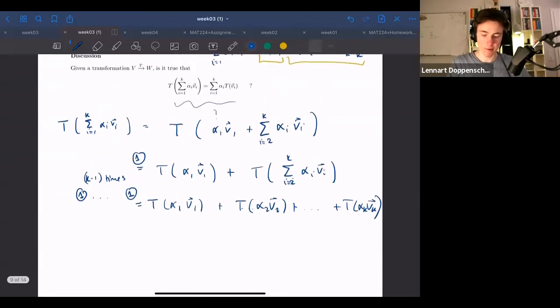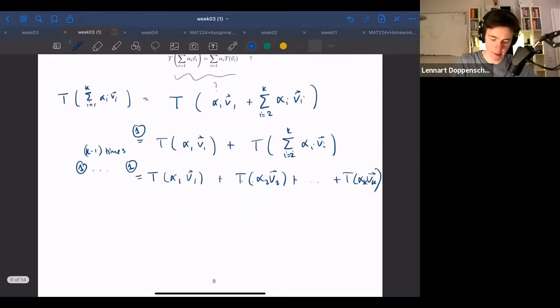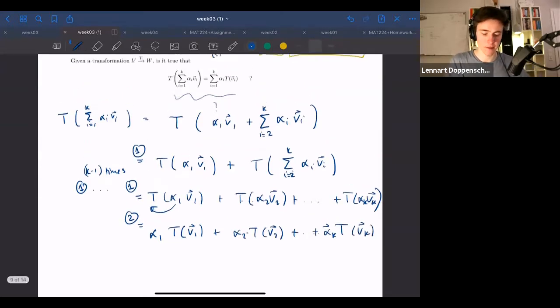Okay, is this now equal to the right-hand side? Or are we not done yet? We have to use axiom 2 for each of them. Yes, exactly. So we use axiom 2. And then this means that for each term separately, we use this, meaning that we can write alpha 1 outside. And we have T of v1, and we have alpha 2 times T of v2, and so on. And now finally, we have the right-hand side of this equation.